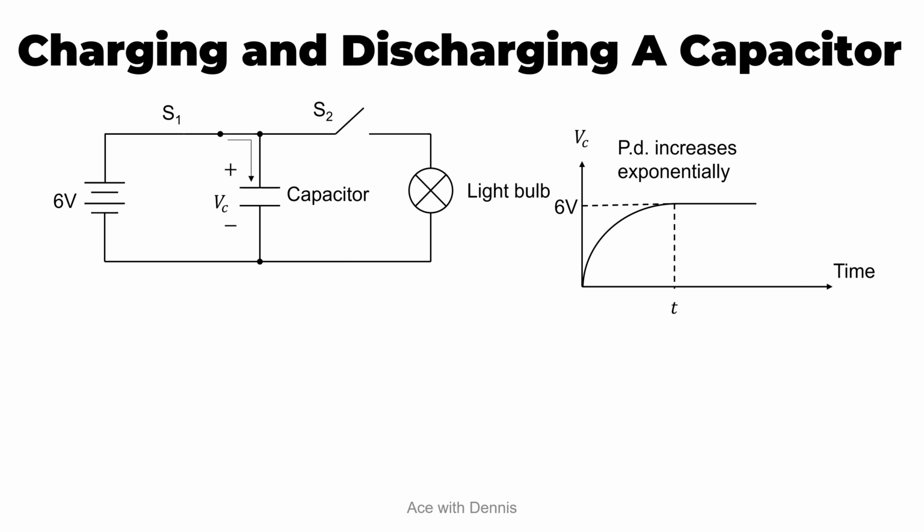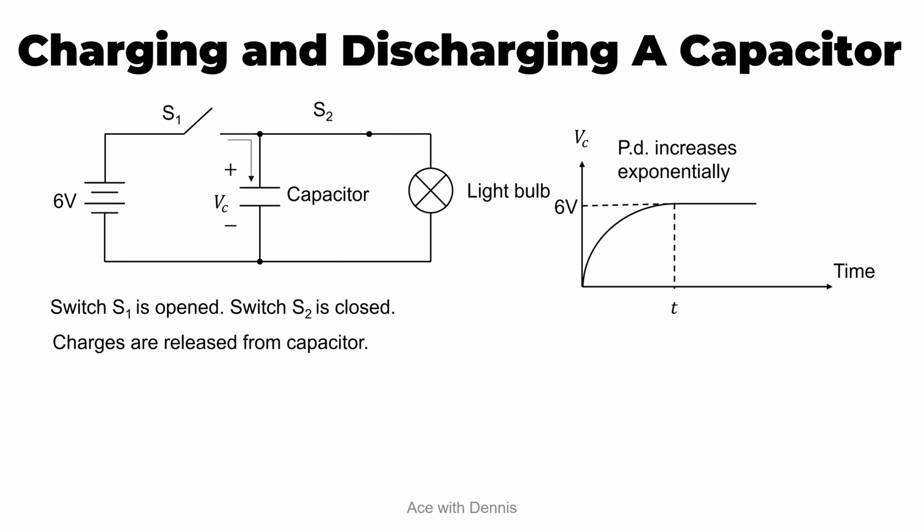So when the capacitor is charged until it reaches the same PD as the battery, then we open the switch S1 and close the switch S2. So let's see what will happen. S1 is open and S2 is closed.